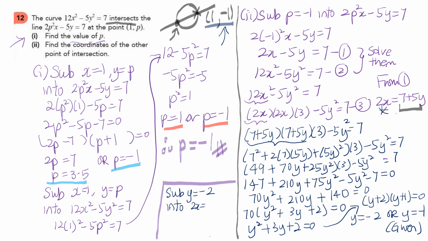Okay, this question is rather challenging, I must admit. A lot of algebra. So 2x is equals to 7 minus 10, negative 3. So x is negative 1.5. So therefore, the other point of intersection is (negative 1.5, negative 2). Wow, that is very long, super long.